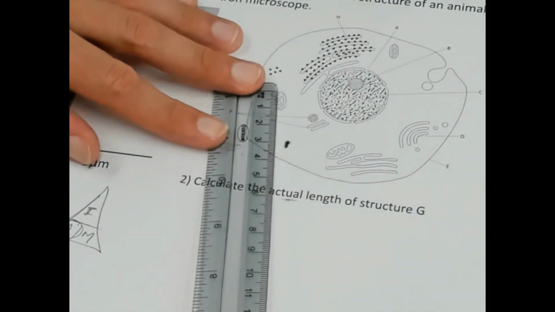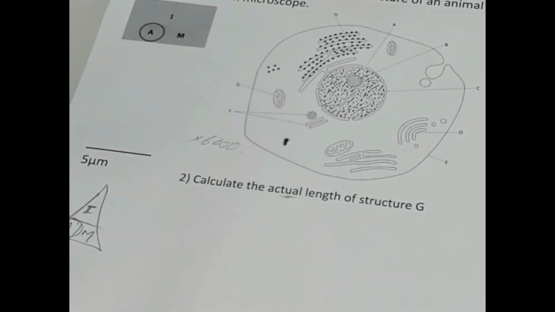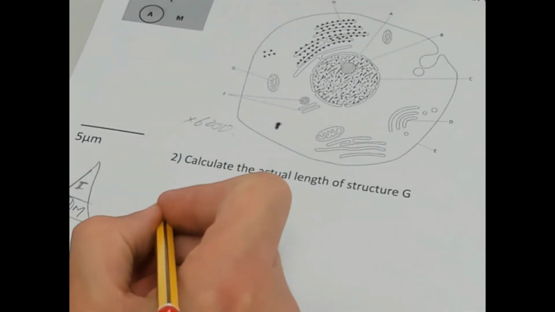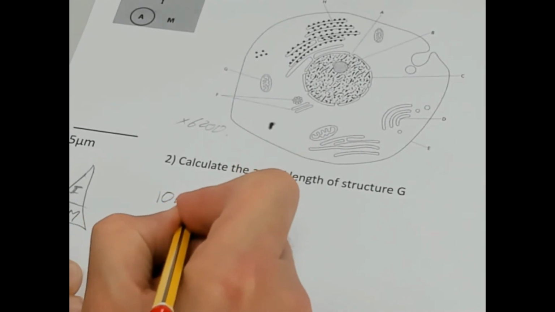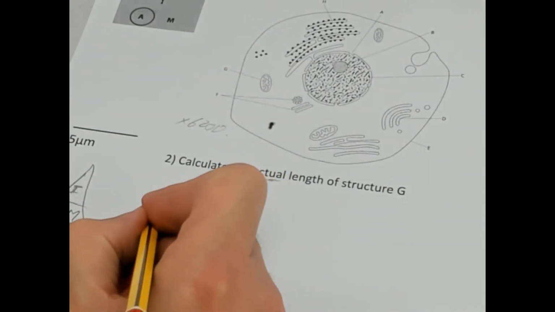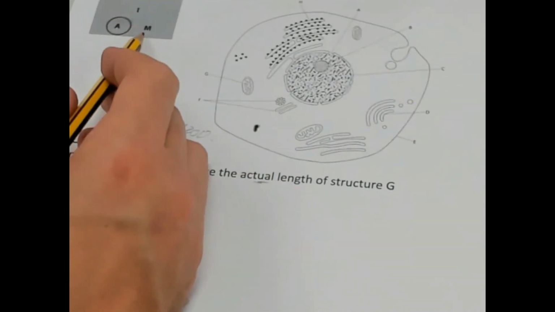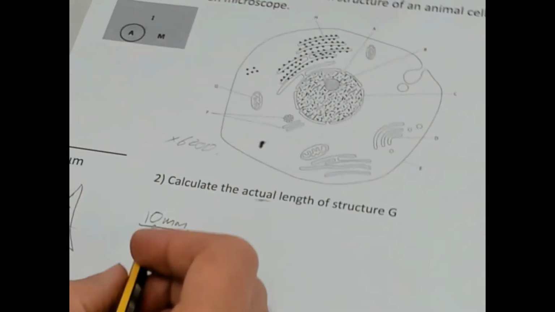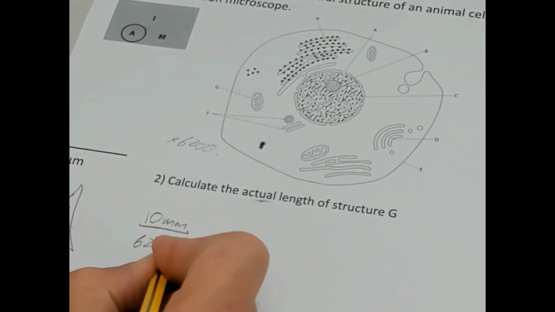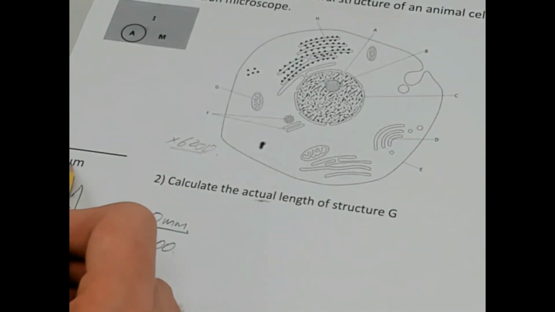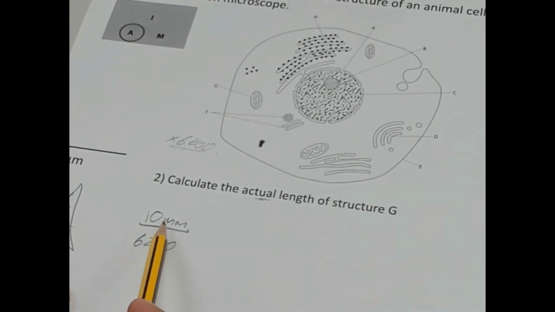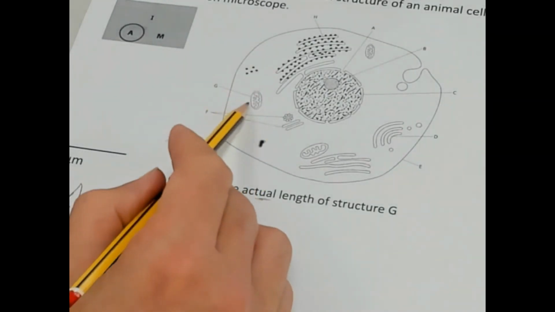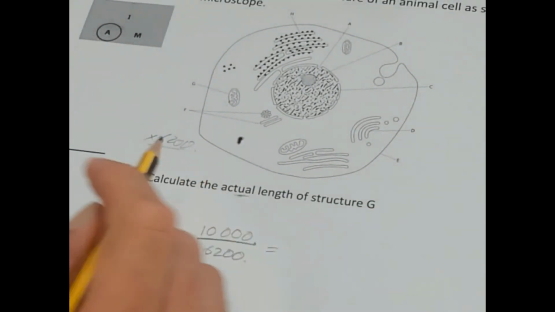I'm going to go and measure the length of this cell. Looks to be about 10 millimeters. So it's going to be 10 millimeters divided by my magnification. I was just looking at my triangle again. 10 millimeters divided by 6,200. Remember, when we worked this out, we used micrometers. So we have to convert this to micrometers again. 10,000 divided by 6,200. That will give me the actual length of this cell.